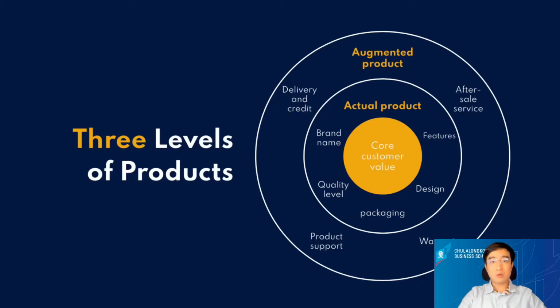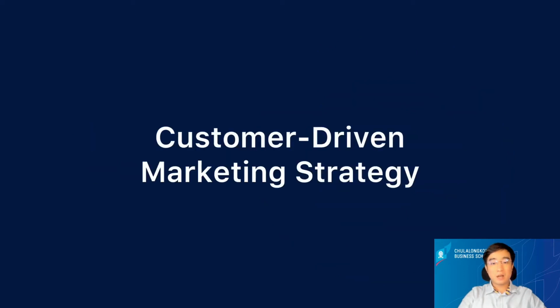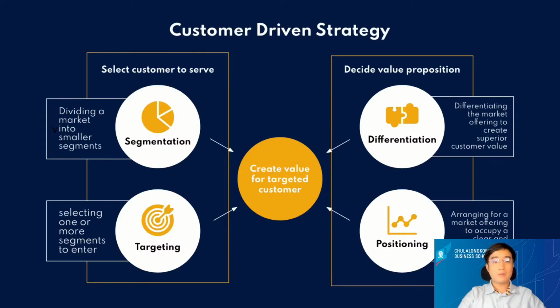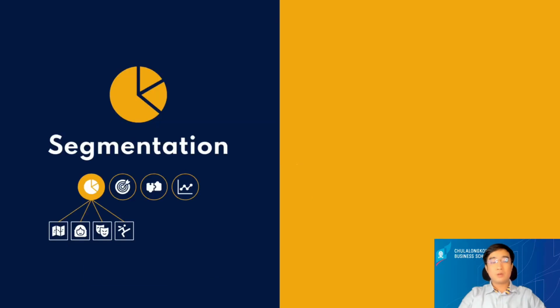We analyze our actual and augmented products, benchmark them with our competitors, and here comes this chapter where we'll create a marketing strategy together. We use our simple STDP framework to create such a strategy. Please note that some might say it's STP, being segmentation, targeting, and positioning, but I want to add D, which stands for differentiation in the bracket, because this differentiation point is so important in today's highly competitive marketing landscape.